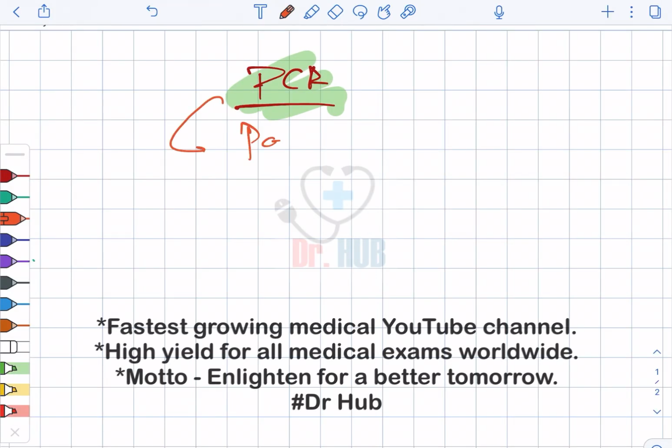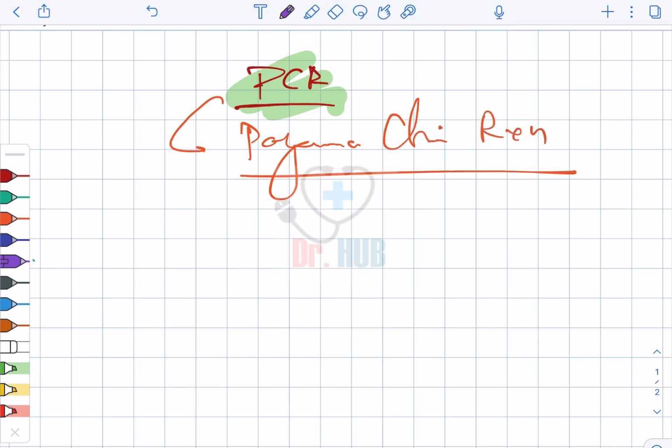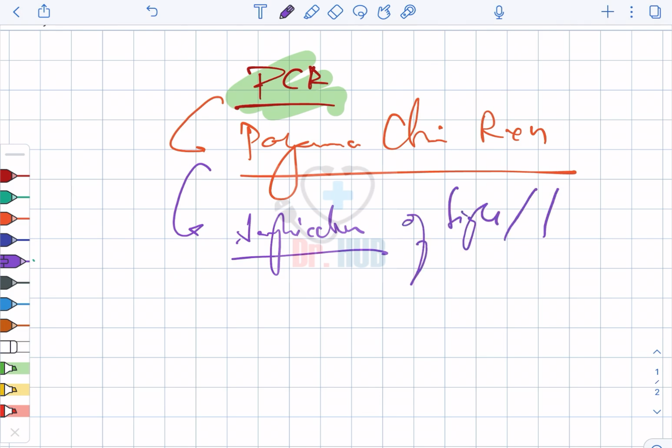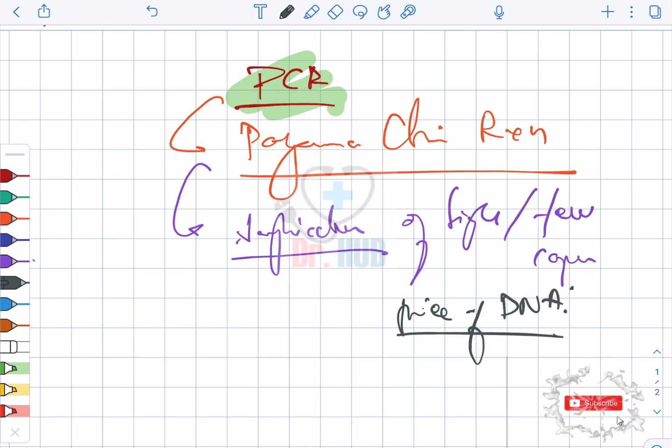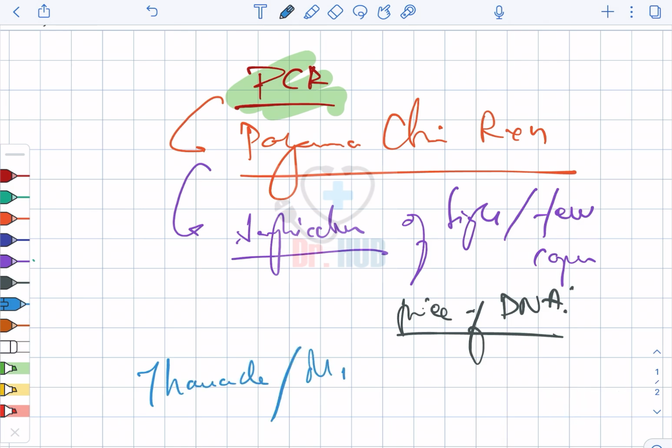PCR. So what is PCR? PCR is nothing but the polymerase chain reaction. It is used for amplification of single or few copies of a piece of DNA. After this, it leads to the generation of thousands and millions of copies of a particular DNA sequence.